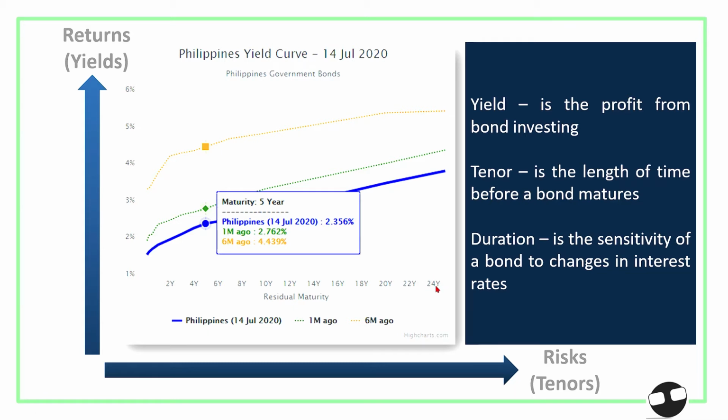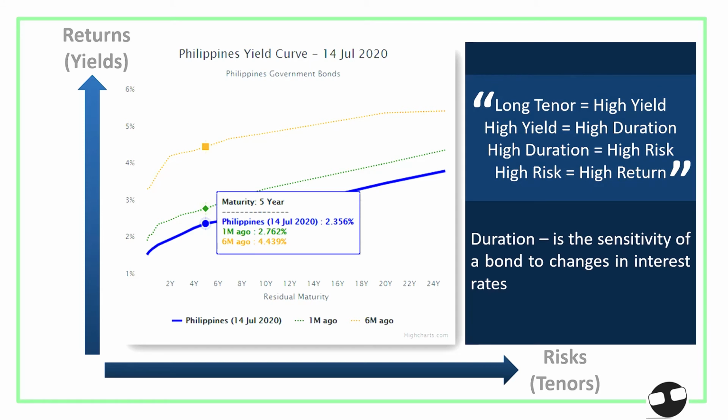to interest rates. So the rule of thumb in bond investing and trading is that longer tenor equals high yield equals high duration equals high risk, and high risk equals high return. This draws us back to the general rule of thumb in investing, which is low risk, low return, and high risk, high return. That's the same concept in bond investing or bond trading.